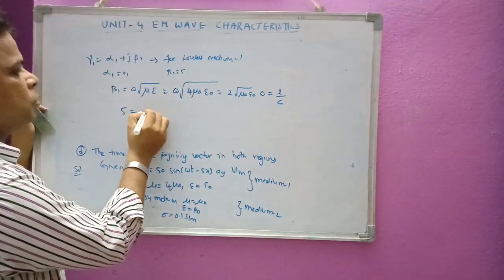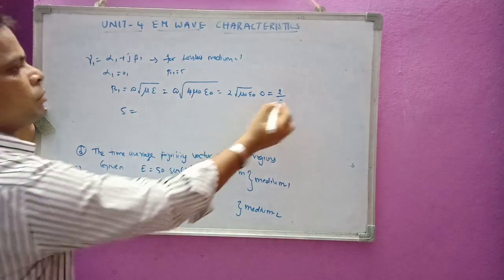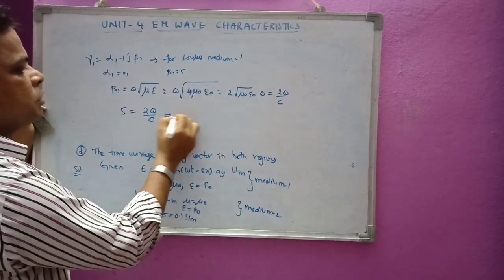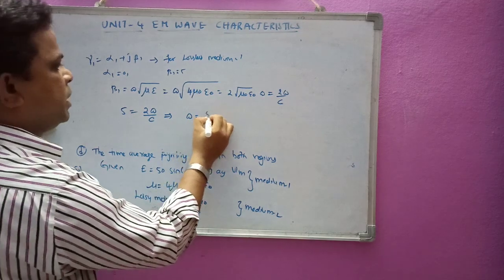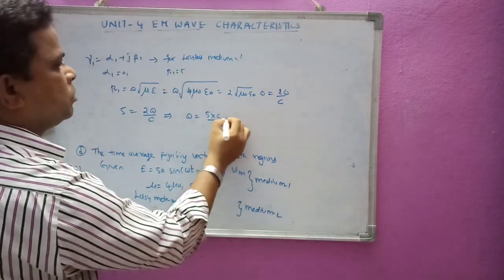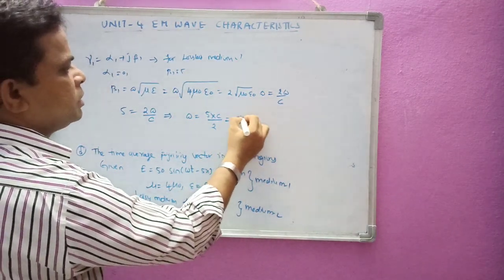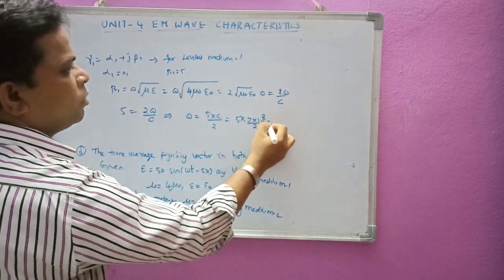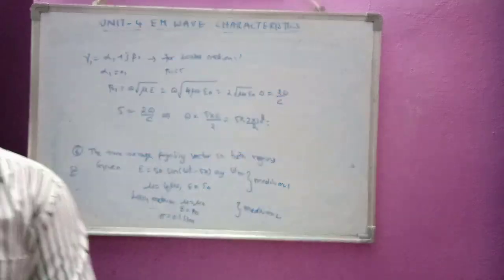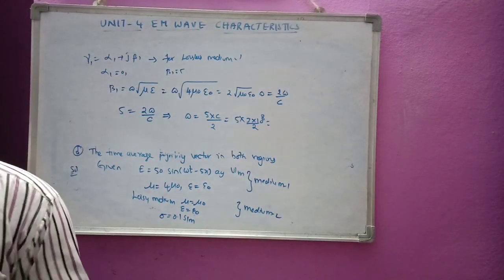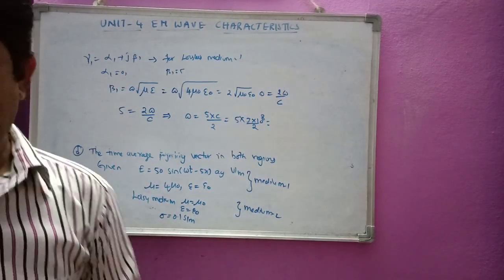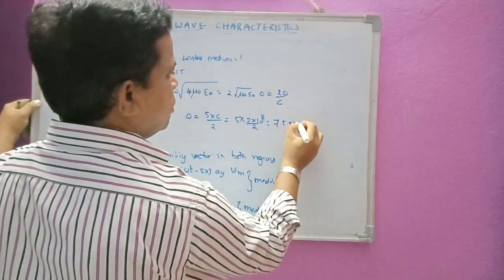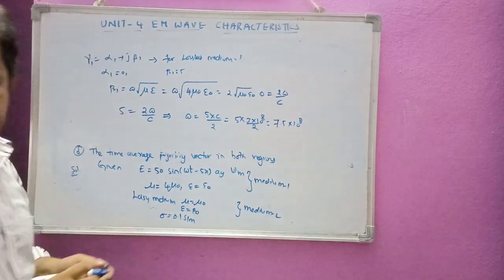5 is equal to 2 omega by c, I can write here. So now omega I can write here as 5 into c by 2. That is 5 into c, where the value of c is 3 into 10 power of 8 meters per second, by 2. So this value will be equivalent to 7.5 into 10 power of 8 radians per second.